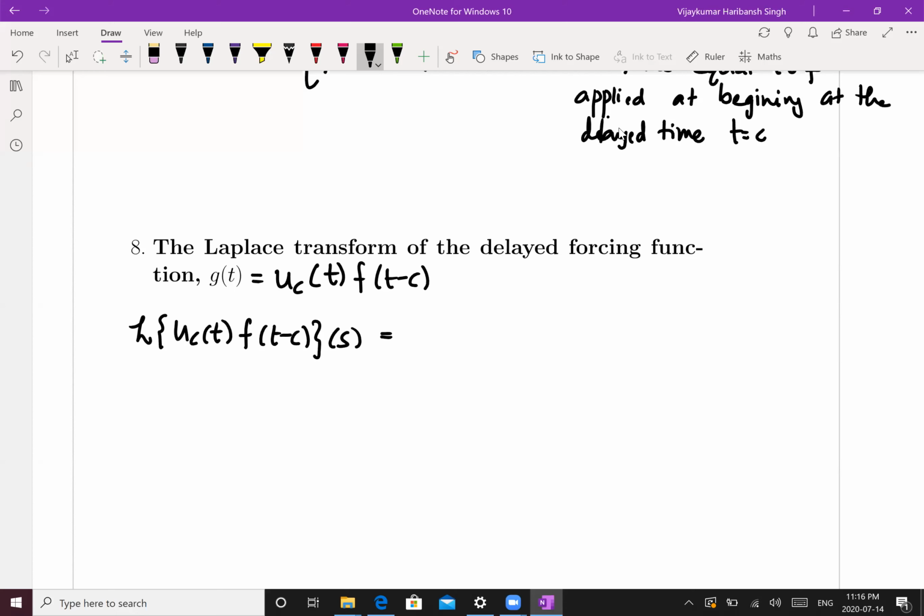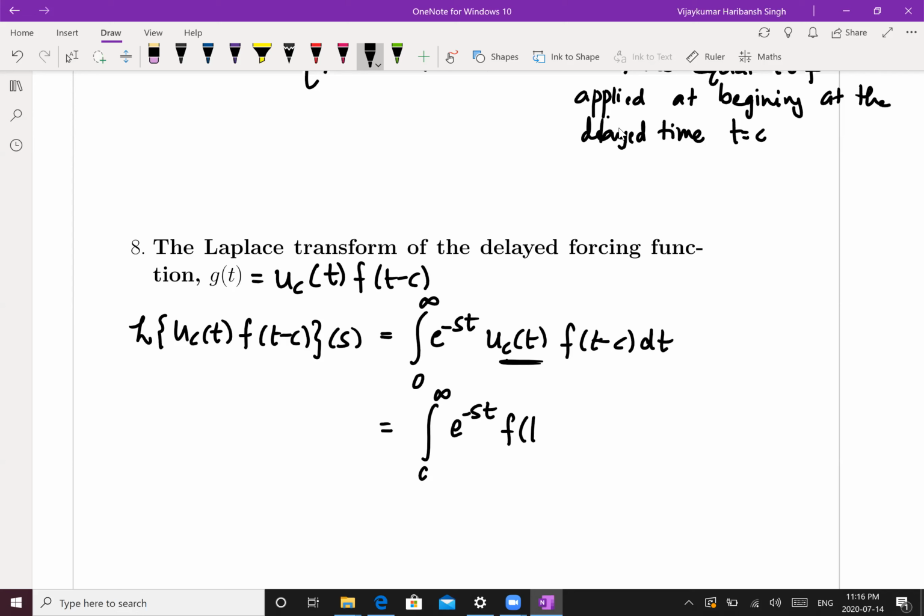And again, let's write down the definition first. So the plain definition is the integral from 0 to infinity of e to the power minus st times uc of t times f of t minus c dt. Now note that this uc of t will force everything before c to be 0 and after c it is 1. So I can rewrite this as the integral from c to infinity of e to the power minus st times f of t minus c dt, since after c this is 1.